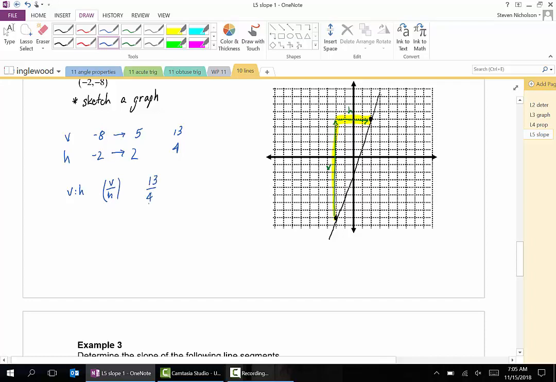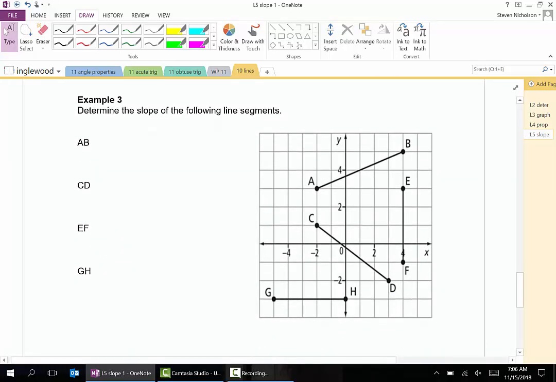So the steepness of that line is 13 over 4. Don't change it to a mixed number. This is the way we want to write it. We can't simplify it, so we'll just leave it alone. And again, I want you to notice that is positive. Okay, so let's do 4 quick calculations and summarize what we've done so far.